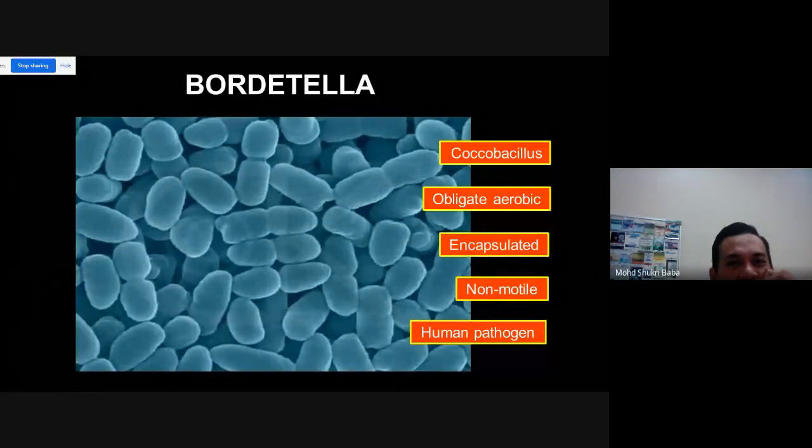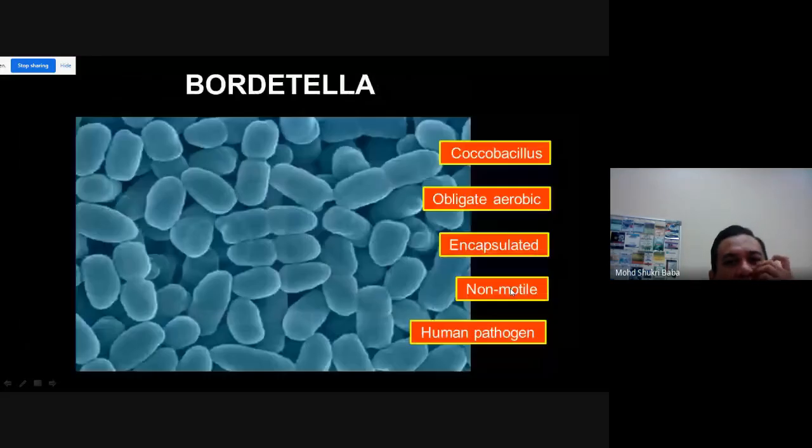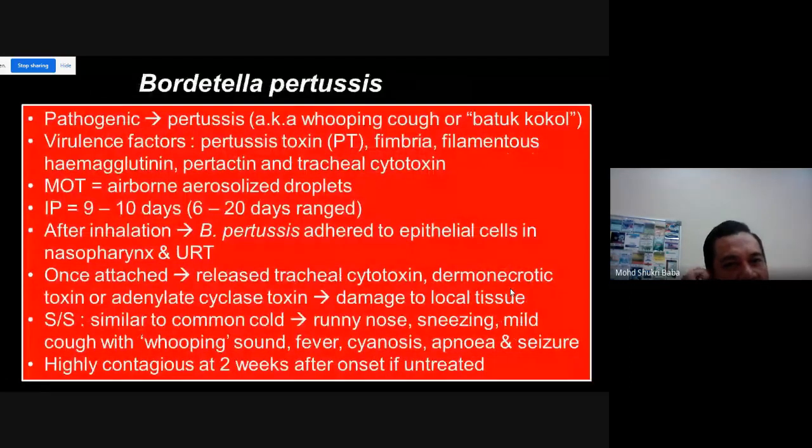Okay, Bordetella kita akan belajar tentang pertussis. This one, so ini adalah Bordetella. Okay, so ia adalah very pathogenic, okay, dia akan menyebabkan sejenis penyakit, we call it as pertussis. Sometimes we refer it as whooping cough, or in Malay batuk kokol. If you heard about batuk kokol, okay, in English is whooping cough. In scientific language, we call it pertussis caused by Bordetella pertussis. Alright, virulence factors is pertussis toxin or PT, filamentous hemagglutinin, pertactin, and also tracheal cytotoxin.